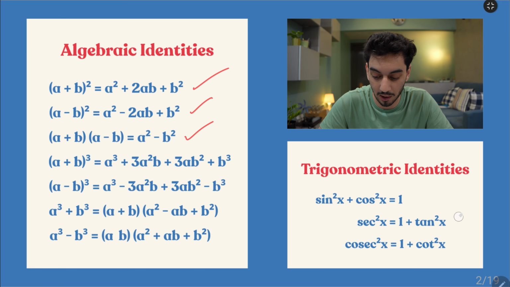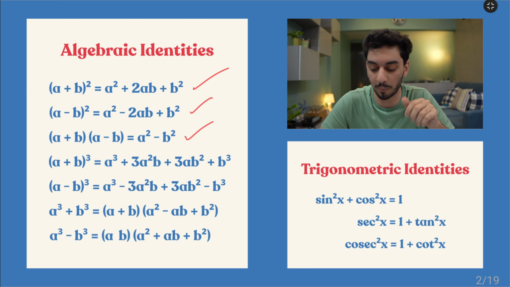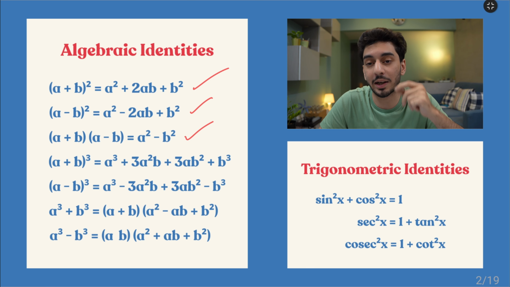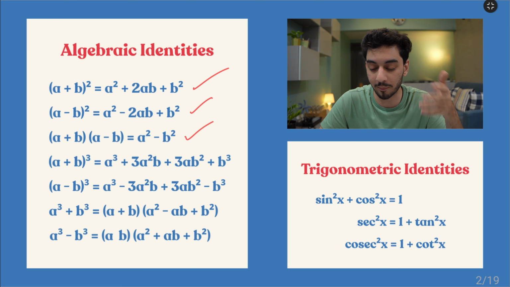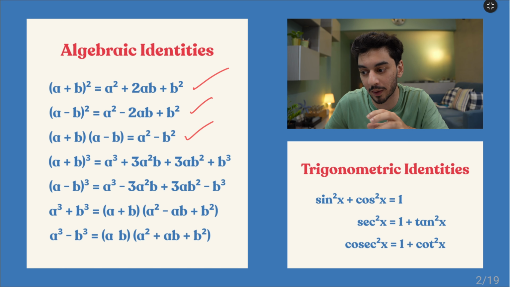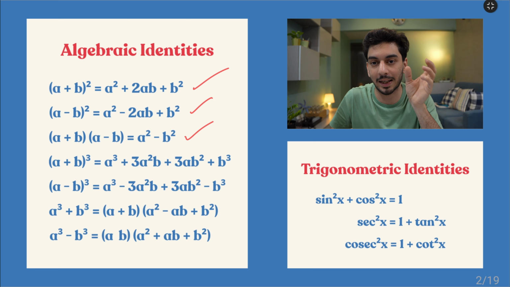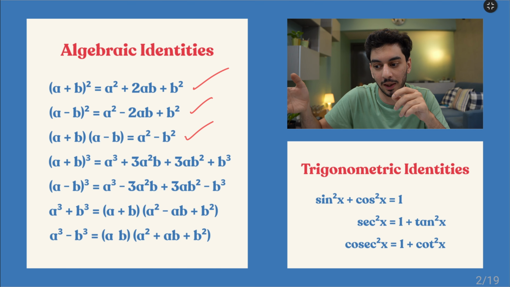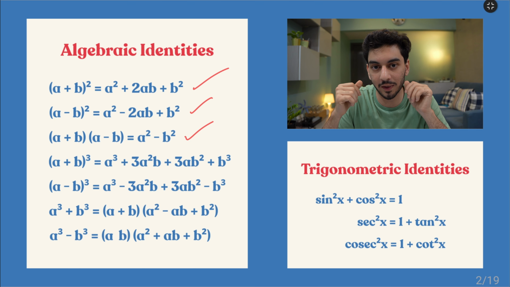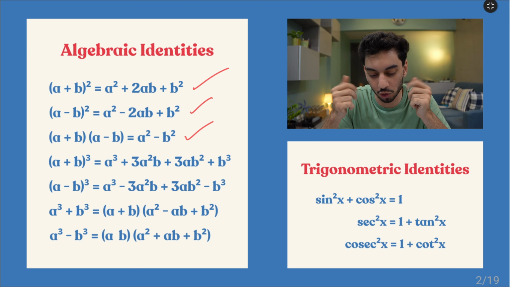Super fundamental and very important trigonometric identities: sin² x plus cos² x is 1, sec² x is 1 plus tan² x, and cosec² x is 1 plus cot² x. Now you should know these identities and you should also know how to manipulate them. So basically if I say sin² x plus cos² x is 1, I can send one of the things to the other side. So I can say sin² x is 1 minus cos² x.